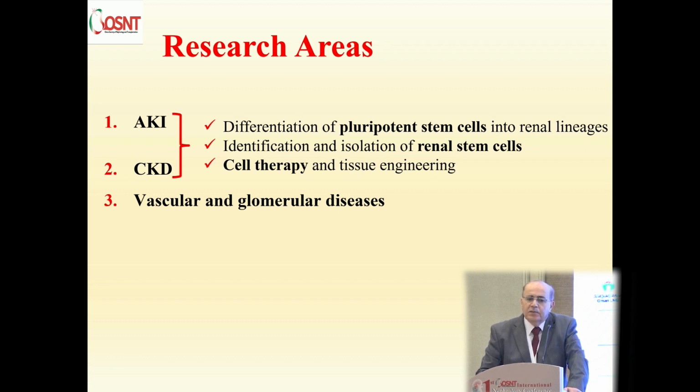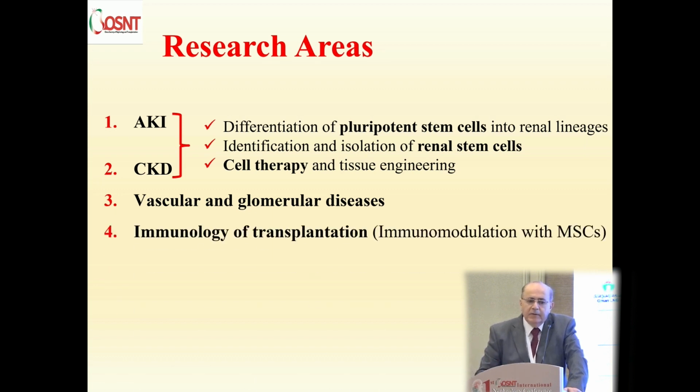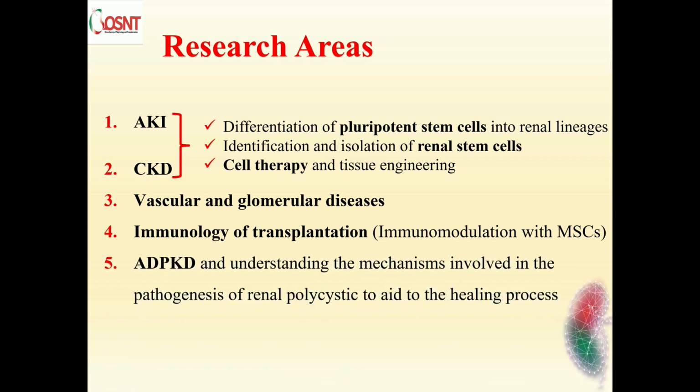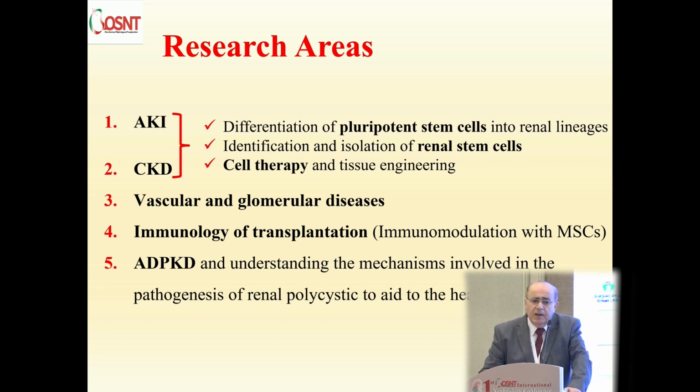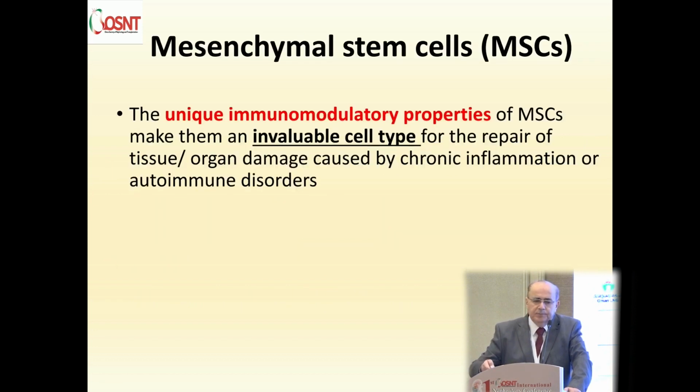One of the research areas is, of course, vascular and glomerular diseases, a very long topic, and immunology of transplantation, especially with respect to immunomodulation of mesenchymal stem cells. We'll talk later on about mesenchymal stem cells. These are unique cells, which are a natural body defense mechanism. Another research area is, of course, autosomal dominant polycystic kidney disease, because polycystic kidney is a frequent, common disease. But first of all, we have to understand the mechanism involved in the pathogenesis of renal polycystic disease to aid the healing process.